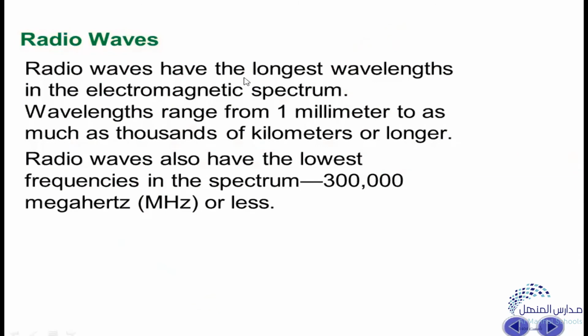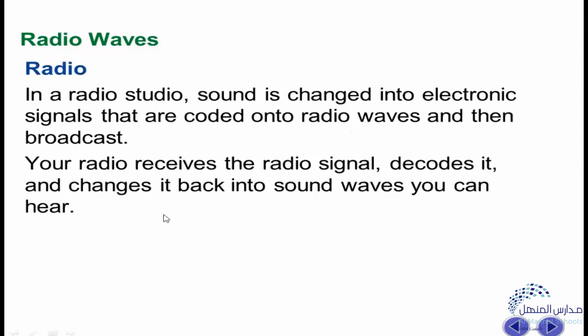Radio waves have the longest wavelength in the electromagnetic spectrum. Wavelengths range from 1 millimeter to as much as thousands of kilometers or longer. Radio waves also have the lowest frequency in the spectrum. Okay, this is only for enrichment, 300,000 megahertz. We have radio waves also.